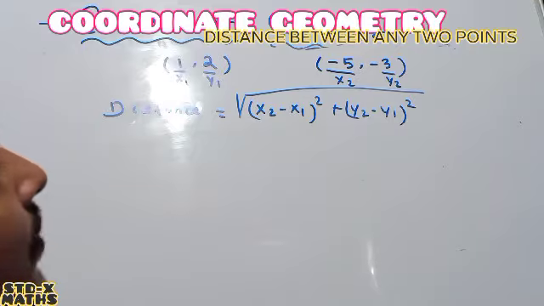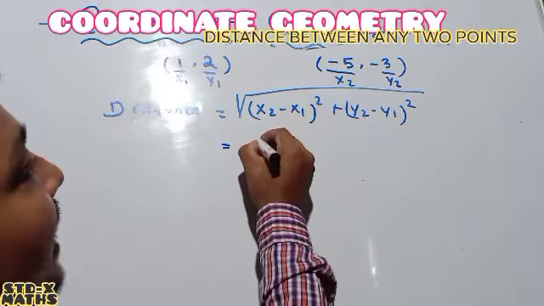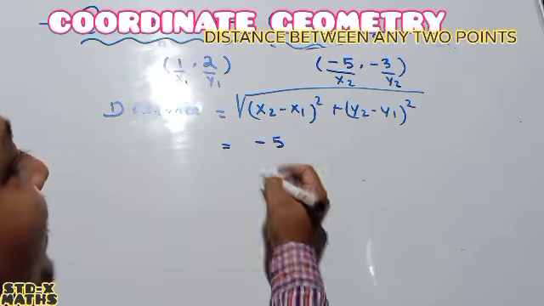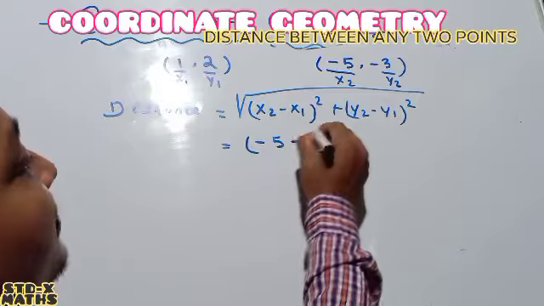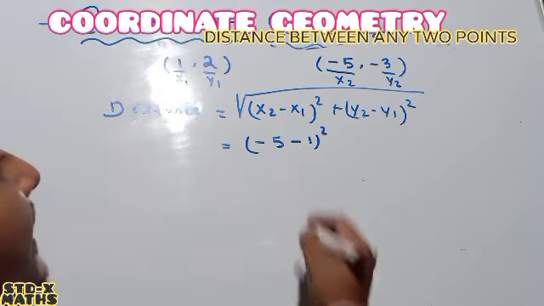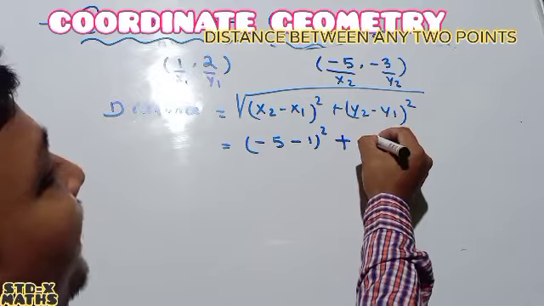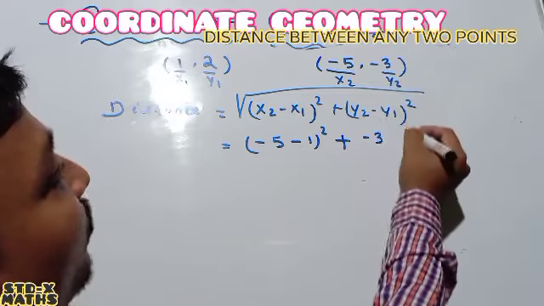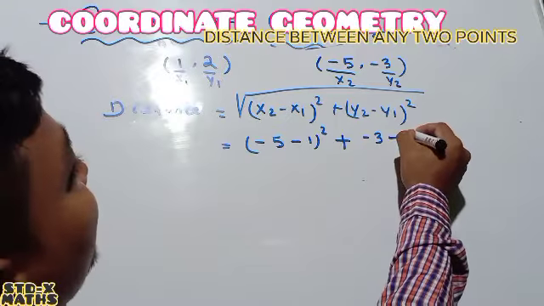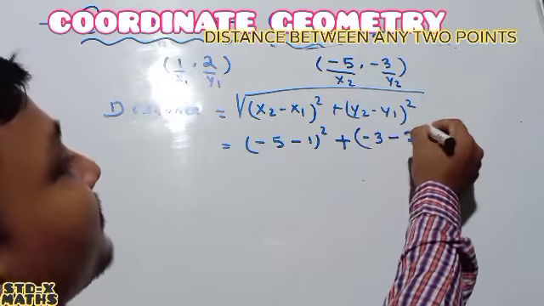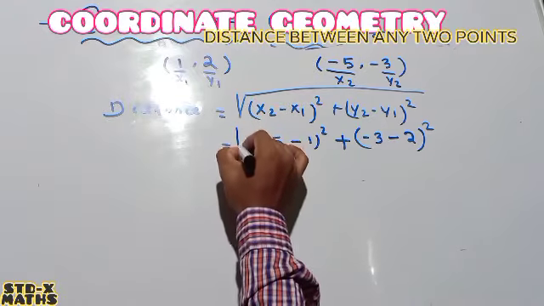Remember the formula? So put the formula directly here, and then in place of x2 I will write minus 5, and x1 I will write as minus 1, squared. And the next one, see, here y2 is minus 3, and y1 is here minus 2, squared. Ready? So it is all under the root.